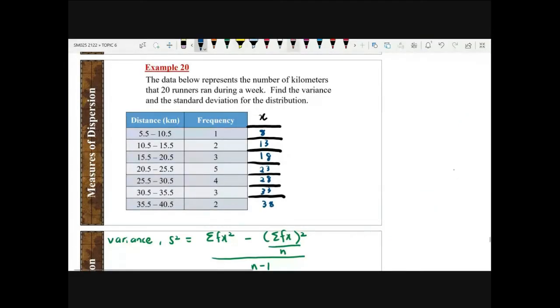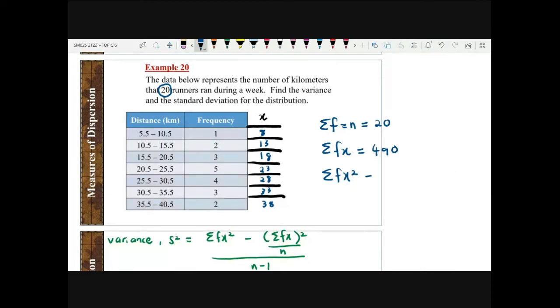Saya highlight balik je lah. Okay, we have 3 info just now. First is our frequency. Itu kita nak pakai nanti kat sini. Frequency N tu frequency lah. Altogether kita ada 20 runners, so 20. Next is summation of Fx, frequency times with our midpoint. So this is 490. And then last one, summation of Fx squared, frequency times with square of the midpoint.